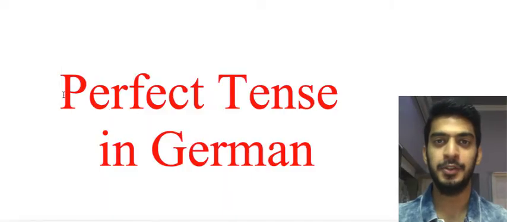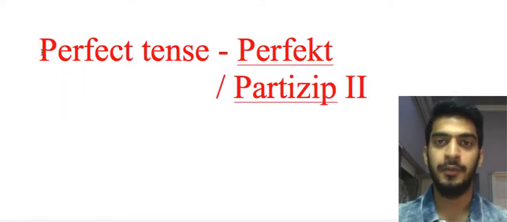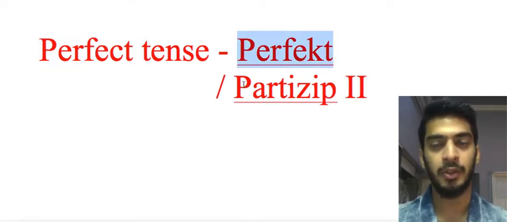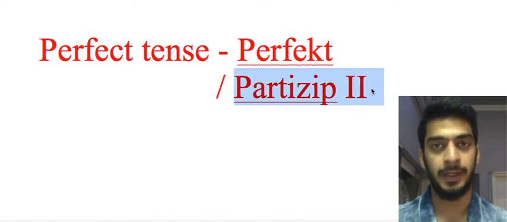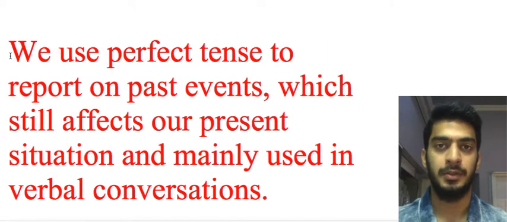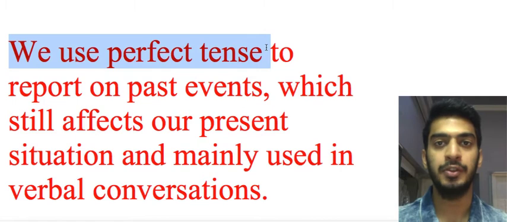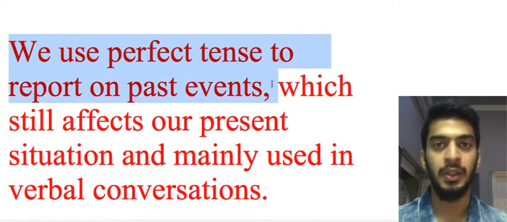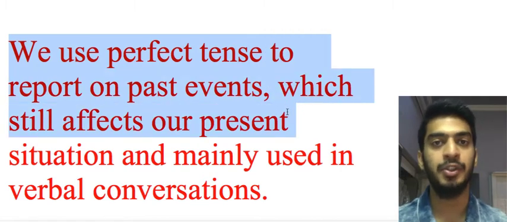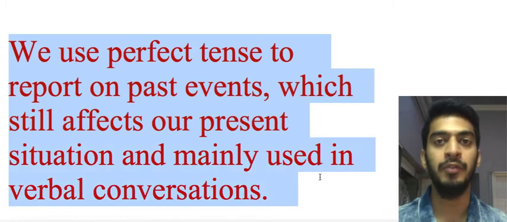Perfect tense in German. In today's lesson, I'm going to teach you the entire concept of perfect tense with all rules and variations explained in a detailed manner. First, we have the translation for the word perfect tense. The word is Perfekt, or we can call it Partizip. Now we have the definition. We use perfect tense to report on past events which still affect our present situation, and it is mainly used in verbal conversations.